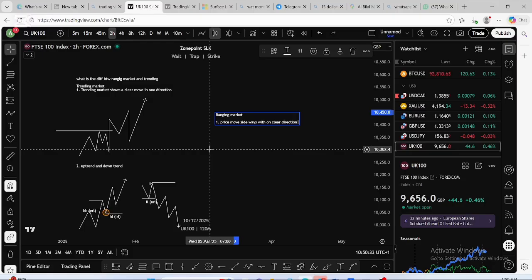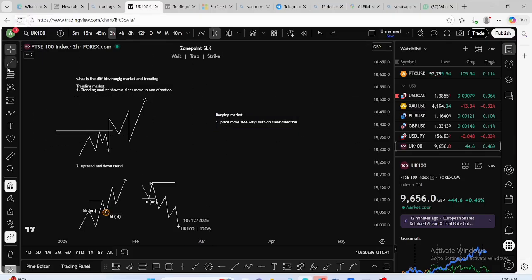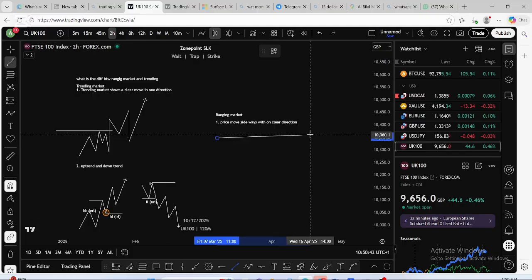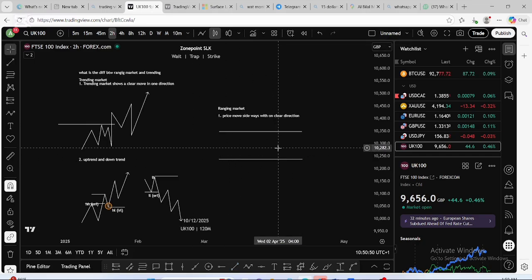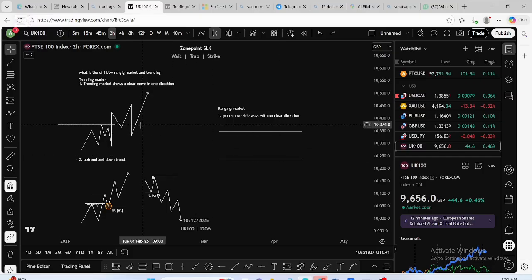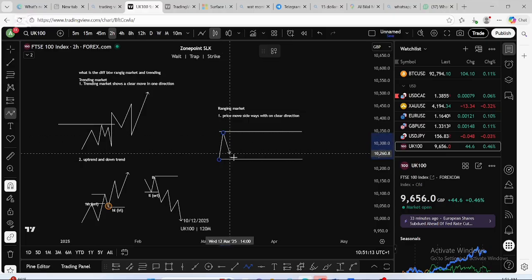So a ranging market is when price moves sideways with no direction. This is what I mean by price moving sideways. Let's say we have a particular resistance level here and a particular support level here. The type of trader I am, I trade Malaysian support and resistance, but in a different way. I call it SLK, structure liquidity key level. So when you have a particular resistance here and a support line here, you see the market moving up, down, up.